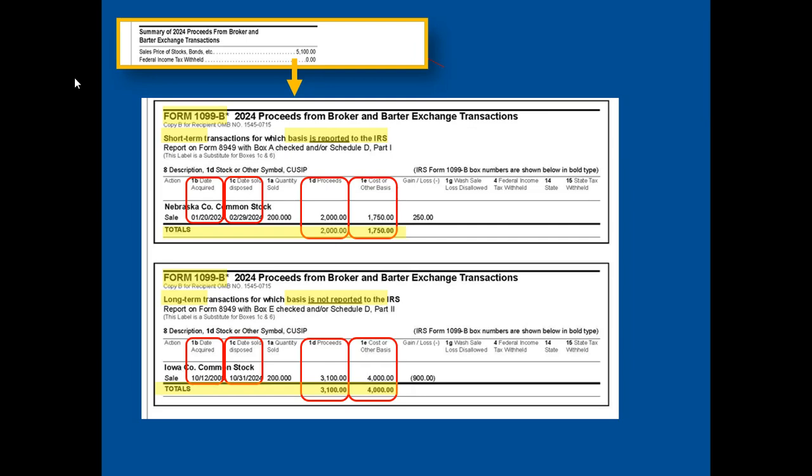The one down below, it's a long-term transaction and the basis or cost is not reported to the IRS. So there's a drop down, you're going to click not reported. Again, I see when she bought it, I see when she sold it. I see she bought it for $4,000, that was her cost. She sold it for only $3,100, so she lost money. And that's why you see the 900 in those parentheses. She lost $900. You do not enter the loss of 900. The computer will figure that out for you. And then the name of this stock is Iowa. And that's all you have to enter.